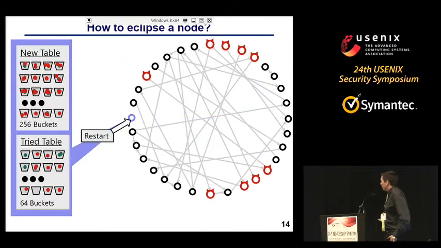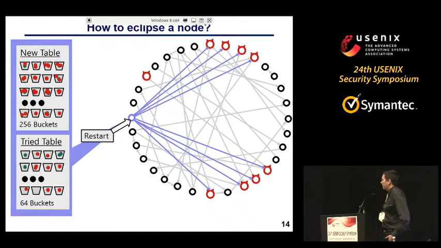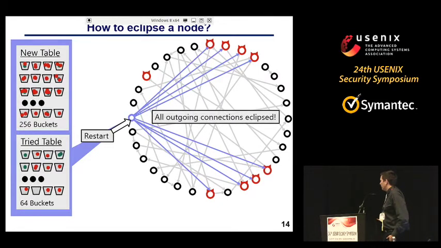And then the attacker waits for the node to restart. Once the node has restarted, when it goes to select new outgoing connections, because it's filled the tried and new tables, these connections will be to attacker IPs. And so the attacker has eclipsed all outgoing connections.